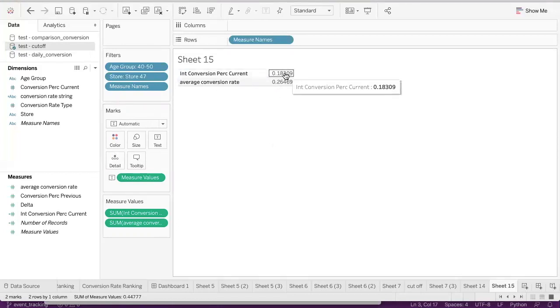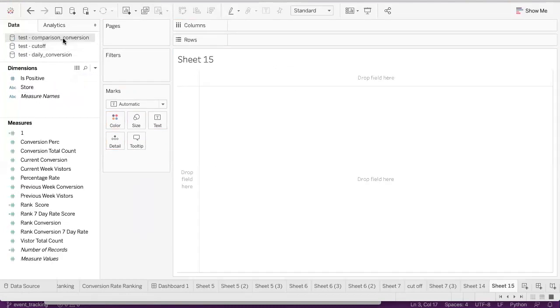So what you can already tell is that the average conversion rate is much higher. This store is actually doing much worse in regards to conversion in comparison to the average. So this is the 18%, and the average is doing about 10% better. And that's what this data set is. It's really just comparing conversion rates, so you can tell how well your store is doing.